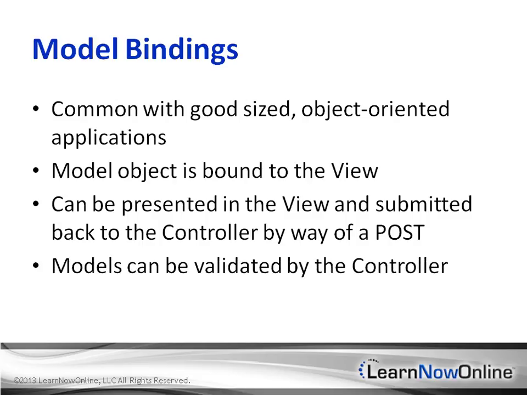And these models can also be validated by the controller. So if you have extra rules like one property is required or has to be between 5 and 7 or any business rules around how the model is supposed to look, the controller can actually validate those and insert error messages if there's a problem.